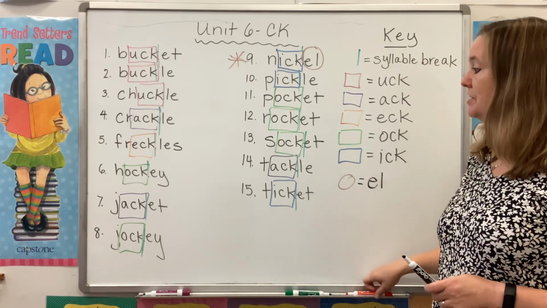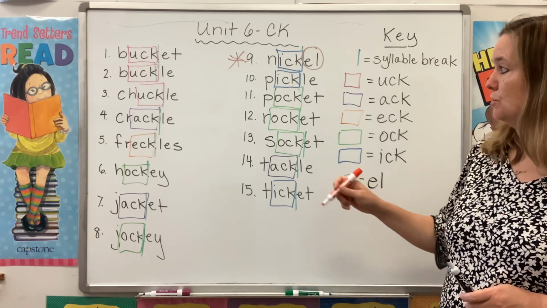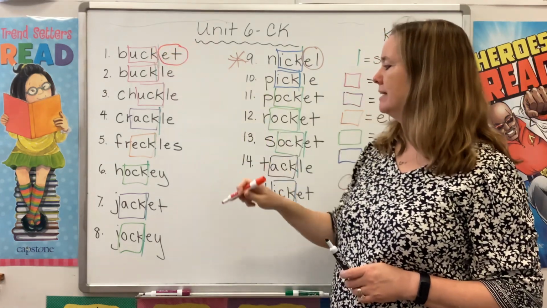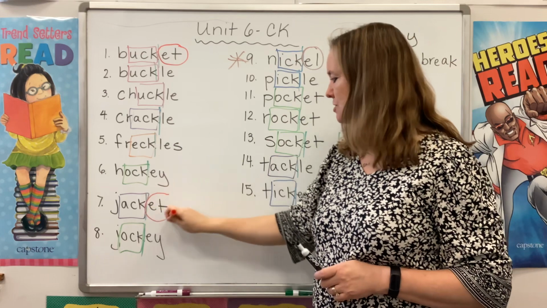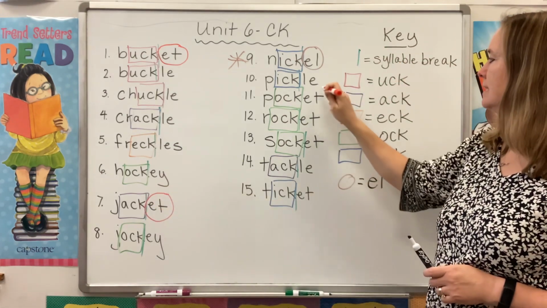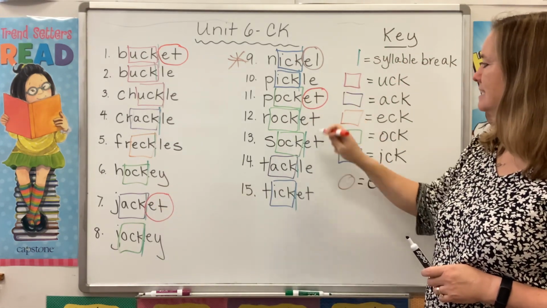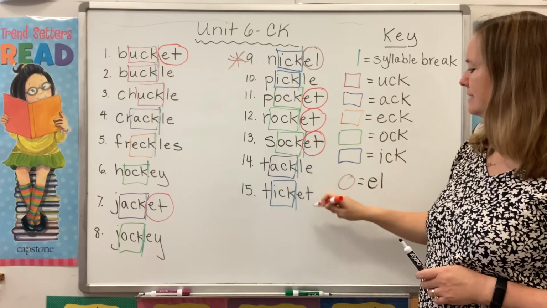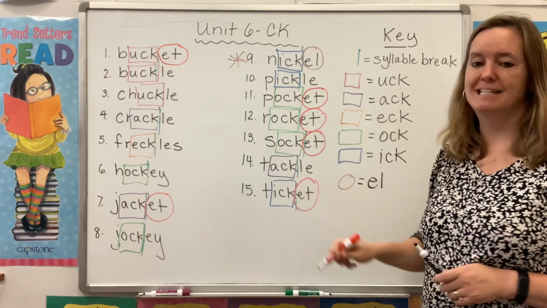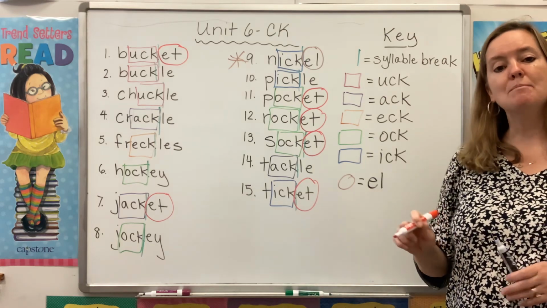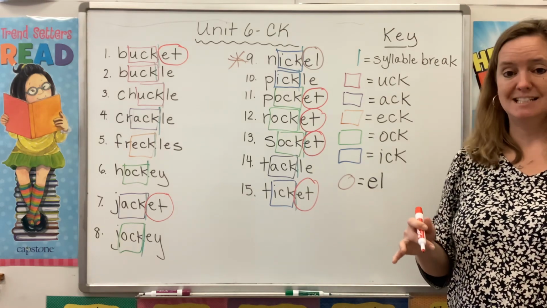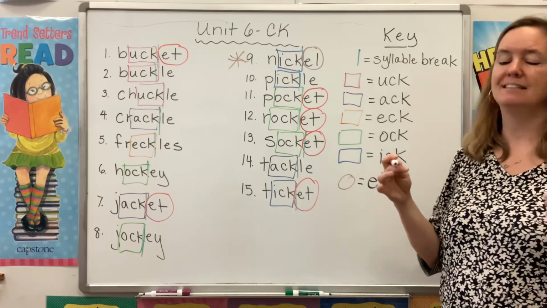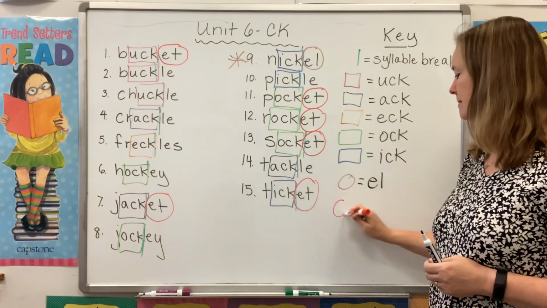Okay, another ending that's new for you is this ET. Bucket, jacket, pocket, rocket, socket, and ticket. You're going to be tempted to spell that with an IT, right? Train your brain. It has to be ET.